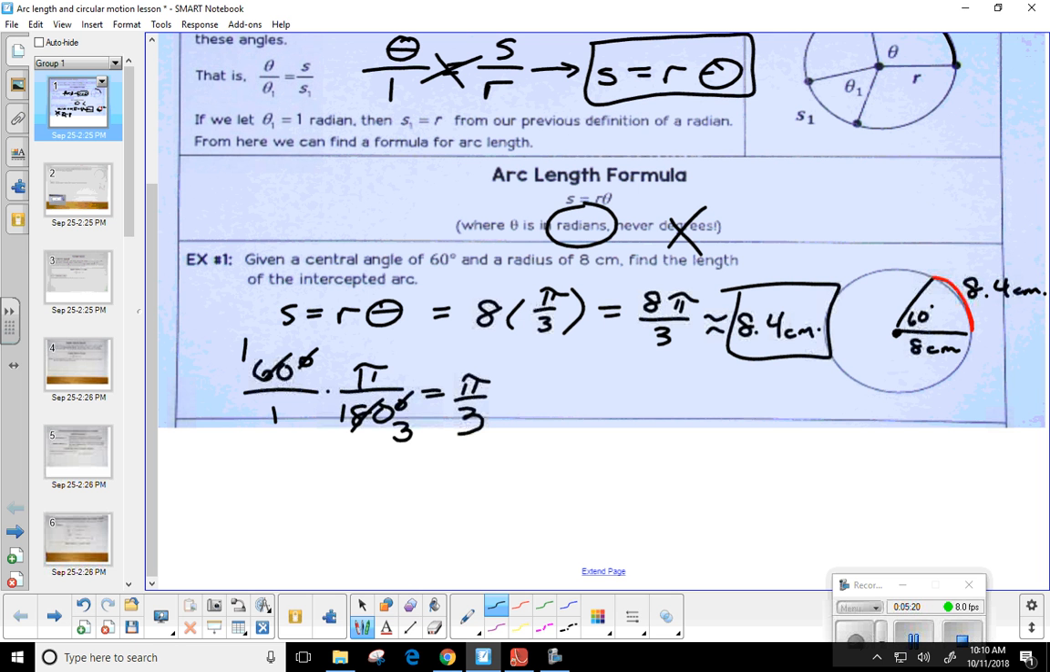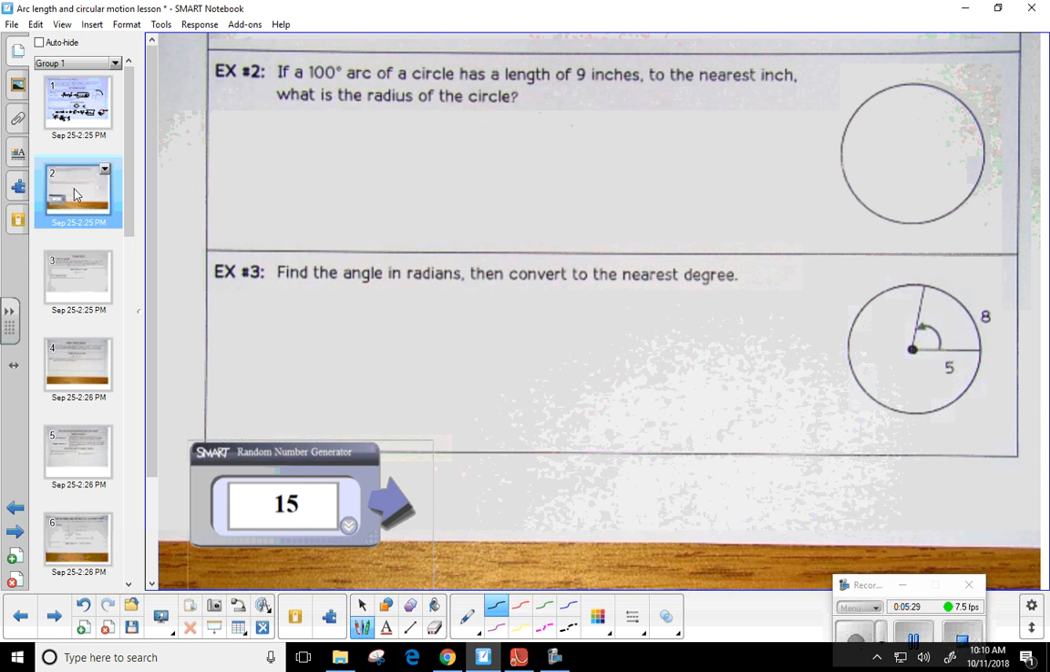So hopefully you remember this from geometry. Now you probably did it a different way, but now we have a different formula. All right. So let's look at a couple of variations of this. Number 2, if a 100-degree arc of a circle has a length of 9 inches to the nearest inch, what is the radius of the circle?